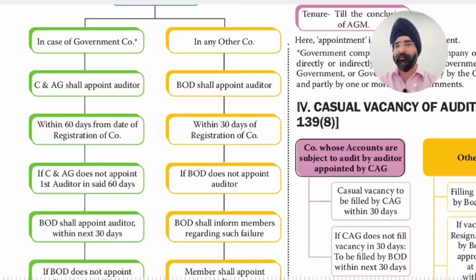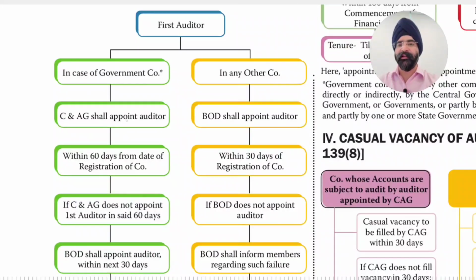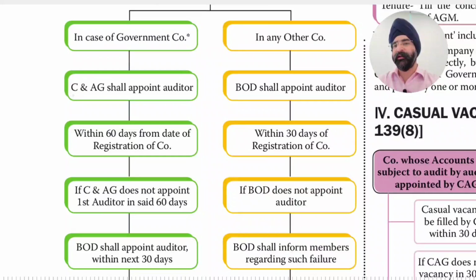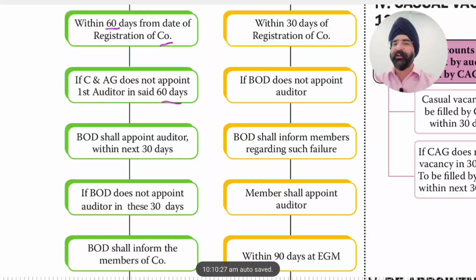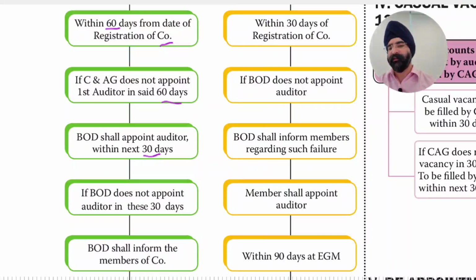Now, first auditor in case of a government company, the C and AG shall appoint the auditor. So in case of a government company, the Comptroller and Auditor General shall appoint the auditor of the company within 60 days from the date of registration of the company. So within 60 days of registration of the company, the Comptroller and Auditor General shall appoint a statutory auditor of the company. If the Comptroller and Auditor General does not appoint the first auditor in the said 60 days, then what happens? The Board of Directors shall appoint the auditor within the next 30 days.